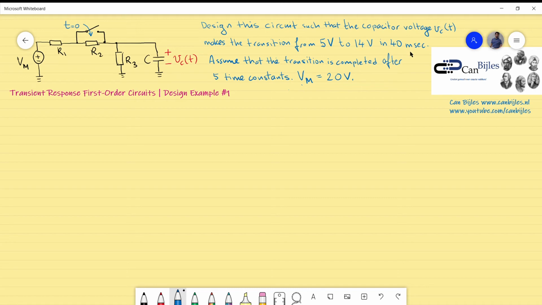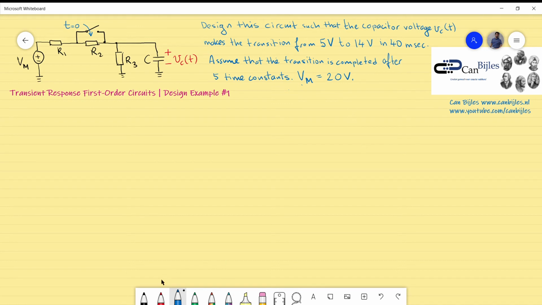And we need to assume that the transition is completed after 5 time constants. That's the issue we have discussed earlier. In engineering, we use this rule to assume that the situation is again settled and in steady state after 5 time constants, so that might be more than 99% of the final value. And the voltage source VM is 20 volts. That's actually the situation.